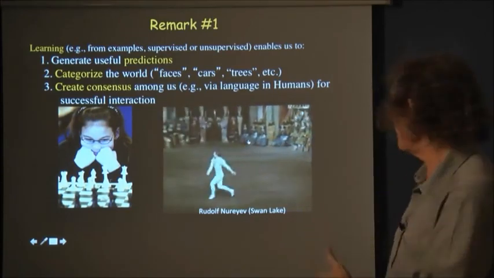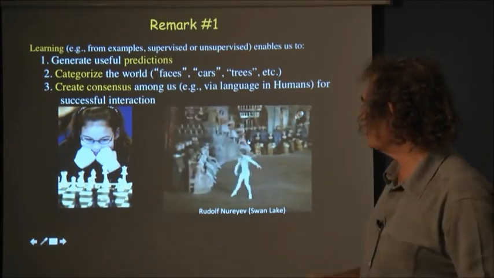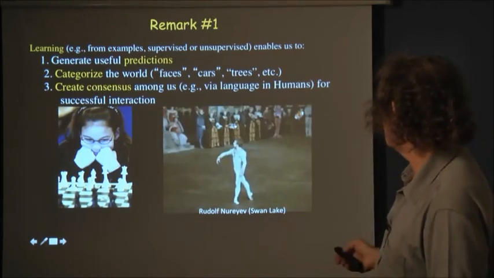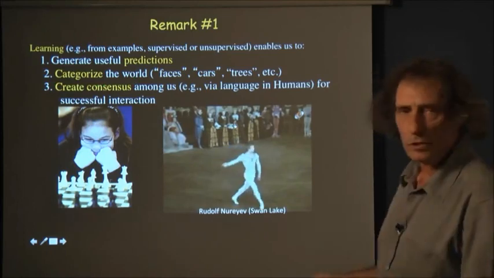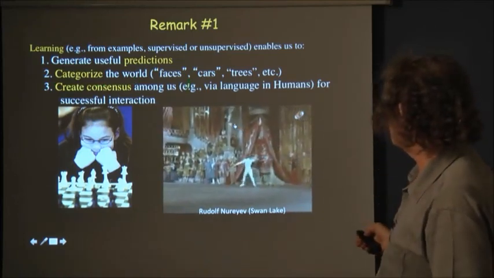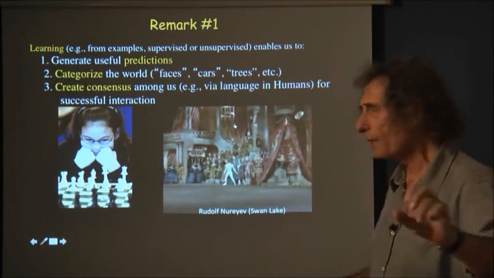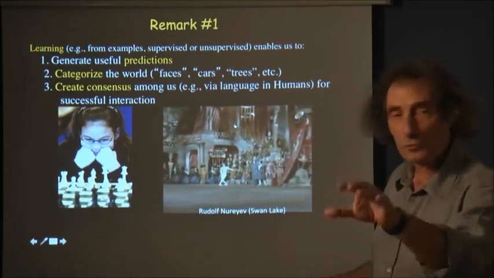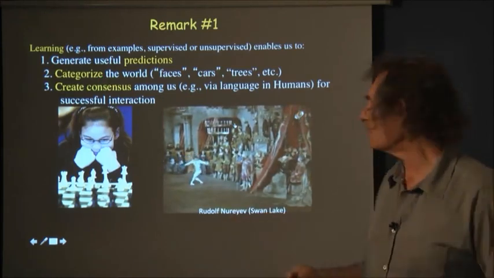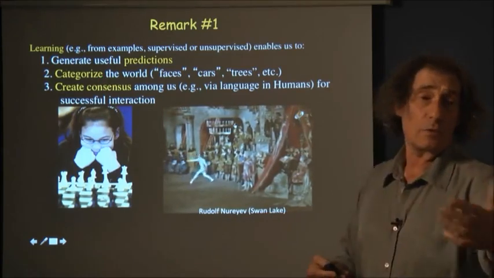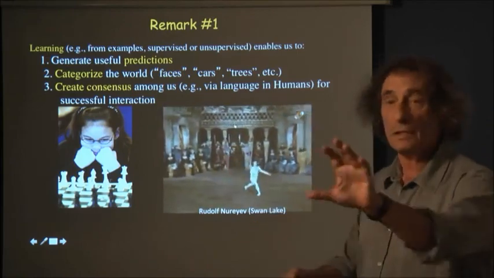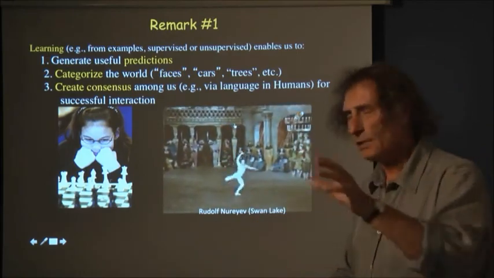We are not dancers like Nureyev, but we are doing other things all the time, and we learn all the time. Okay? We also need learning to categorize the world. During learning, you know that the world after learning is built from faces and from cows and from trees and so forth. So to categorize the world is very important for us. And then we create consensus between us. We generate some kind of consensus that this is a face and this is a tree.